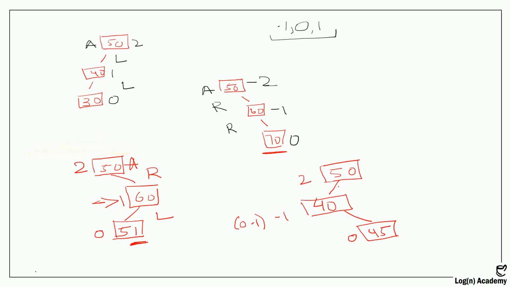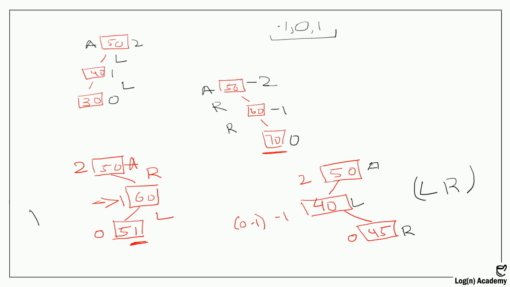So this is the A. You can mark it as A because it contains a value which is neither 0, nor 1, nor minus 1. And we have inserted a node on the right of the left subtree. This is the left subtree. So this is LR. This case is LR.